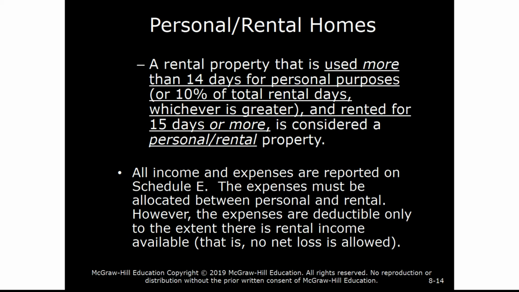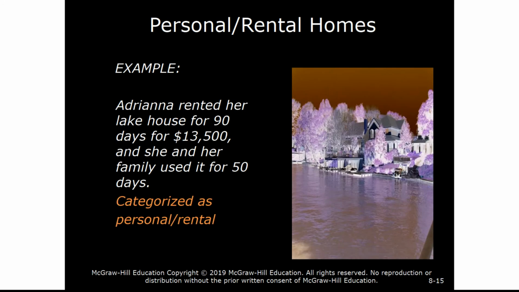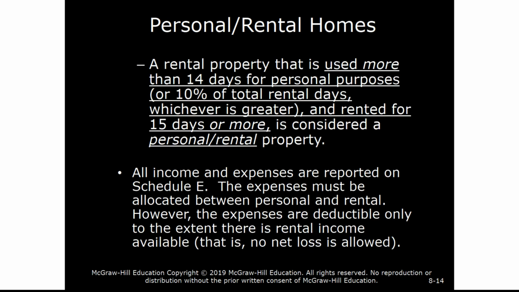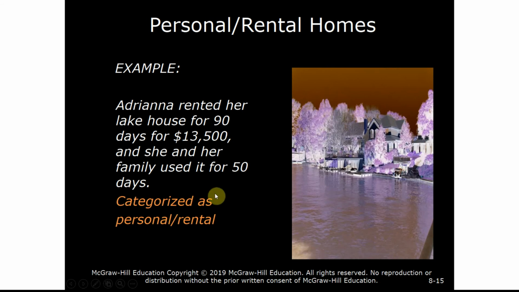If a rental property is used more than 14 days for personal purposes, or 10% of the rental days, whichever is greater, and rented for 15 days or more, it is considered this combination of personal and rental property. All income and expenses might have to be reported on Schedule E, and, as I said earlier, we would have to apportion certain shared expenses between rental purposes and personal purposes. Here's a case where Adriana rented her lake house for 90 days for $13,500, and she and her family used it for 50. In this case, 10% of the 90 rental days is 9 days. So 50 days of personal use is certainly above that 9 days. And it's also used for personal purposes more than the 14 days, which we mentioned earlier. Therefore, this property is categorized as personal rental.